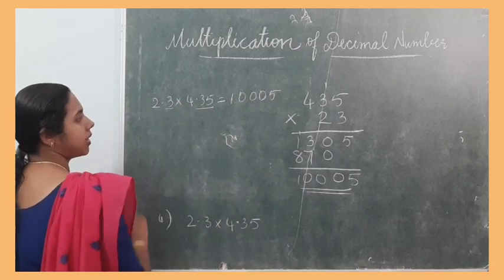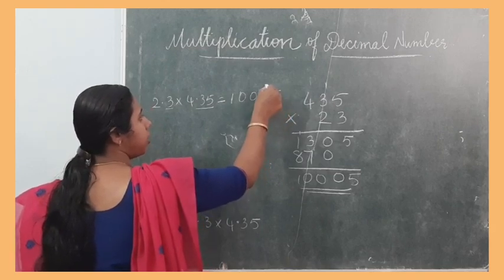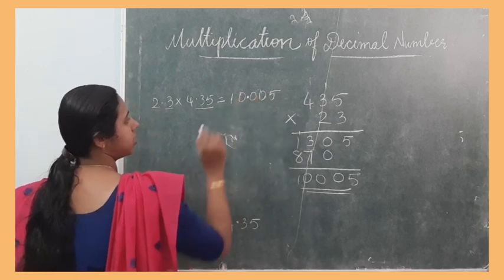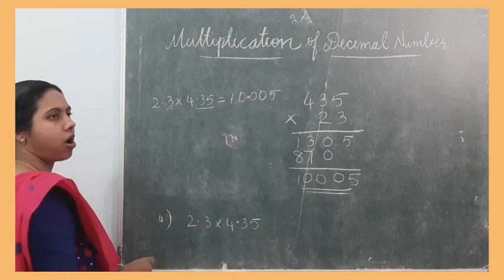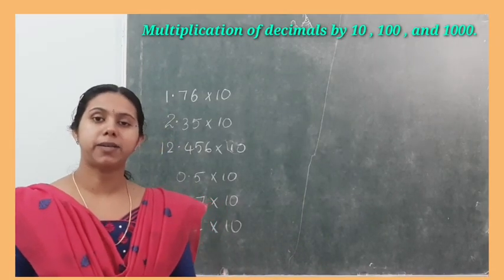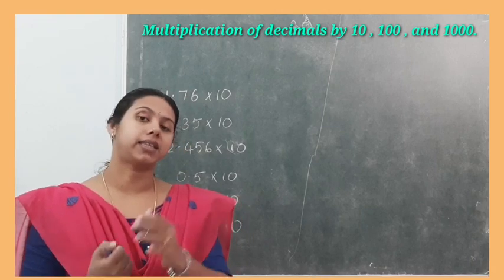1 plus 2, total 3 decimal places. Count it from the rightmost digit. 1, 2, 3. After that, you put the decimal point. So your answer is 10.005.